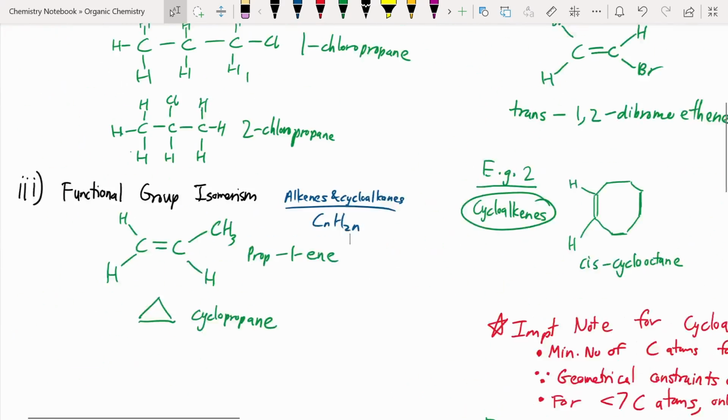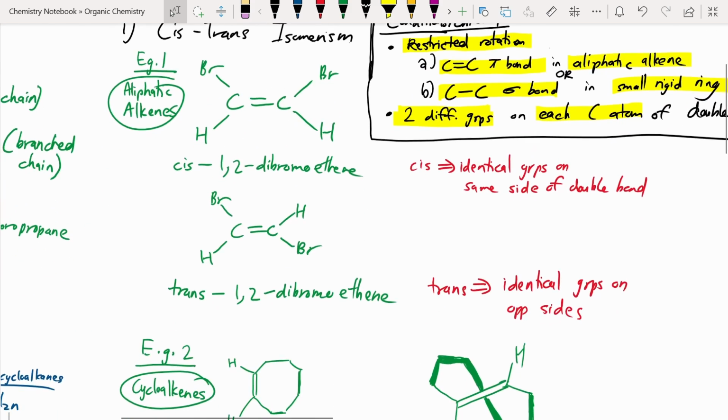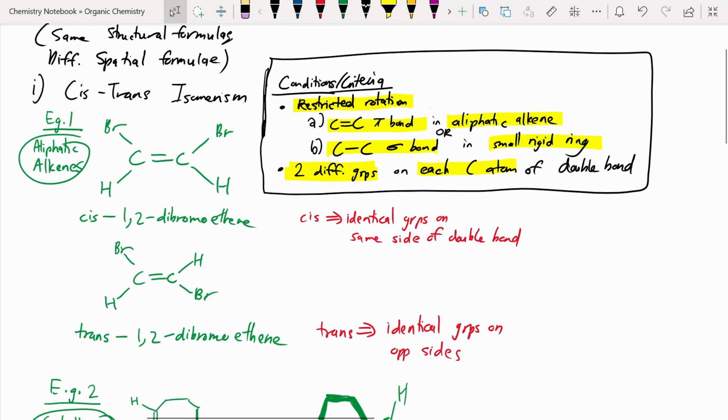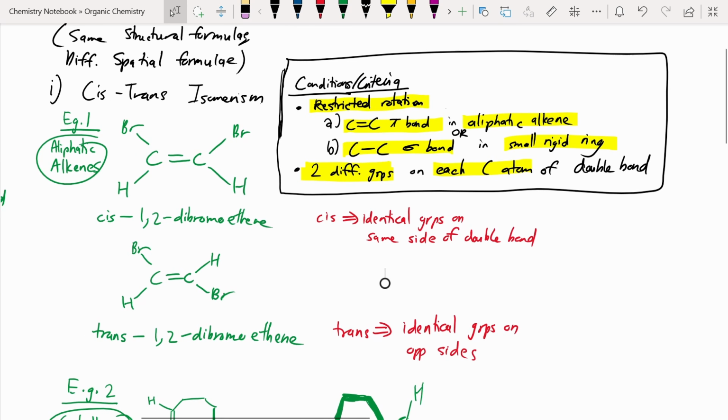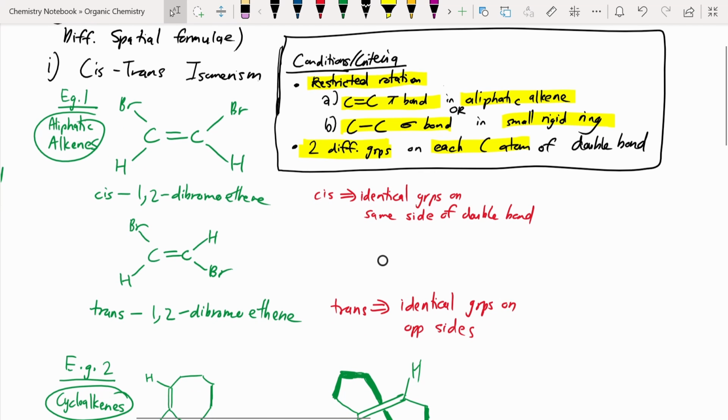Okay, then there is also stereoisomerism. There is the cis-trans isomerism and the enantiomerism. For cis-trans isomerism, to recap, the criteria for it to happen is that you need to have a restricted rotation about the C double bond C pi bond in the aliphatic alkene, or a C single bond C sigma bond in a small rigid ring. And the main thing to take note is that there must be two different groups in each of the carbon atoms involved in the double bond.